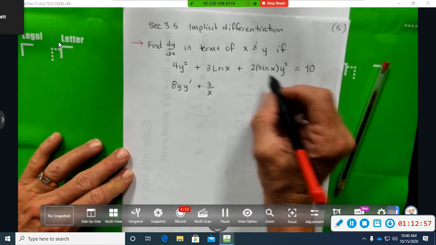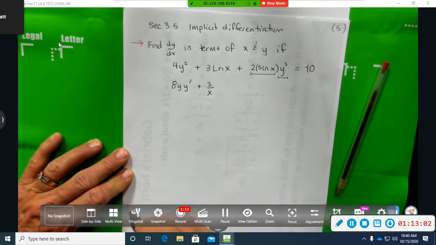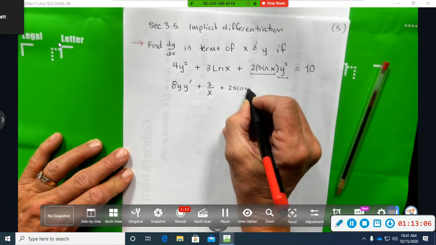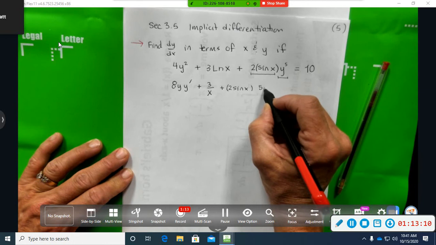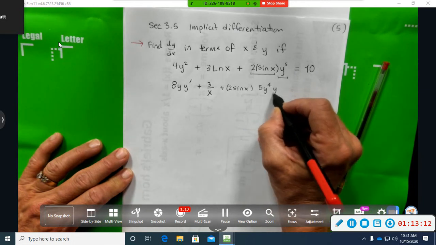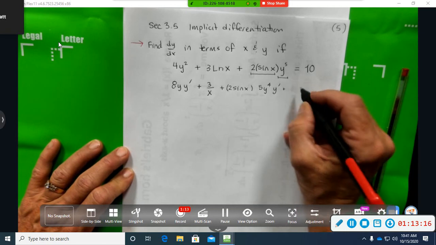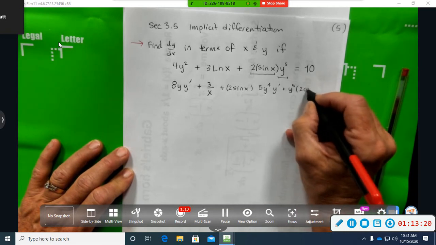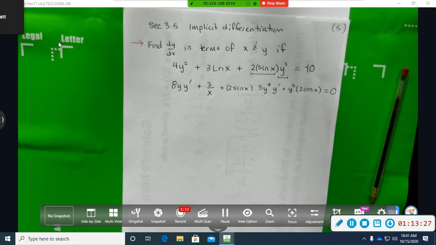Here I've got to do the product rule, so I'm going to call that the first term, and there's our second term. So I've got the first times the derivative of the second. Just like in the front, we take the derivative like we normally would, but then tack on a y prime. Now the second times the derivative of the first. Derivative of 2 sine of x is 2 cosine of x. And then finally the derivative of 10 is 0. Is that line okay with everybody?